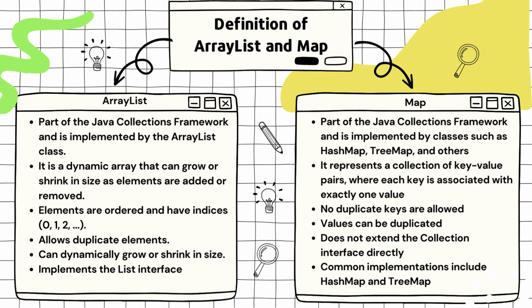Map is part of the Java Collections framework and is implemented by classes such as hashmap, treemap, and others. It represents a collection of key value pairs, where each key is associated with exactly one value. No duplicate keys are allowed. Values can be duplicated. Does not extend the collection interface directly. Common implementations include hashmap and treemap.